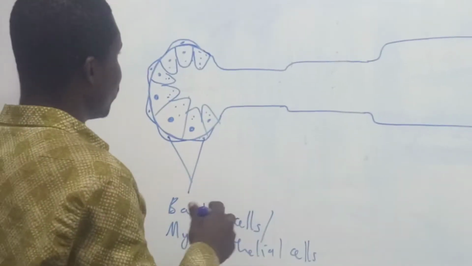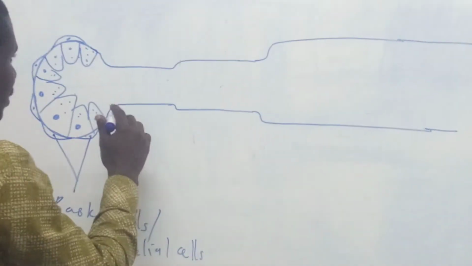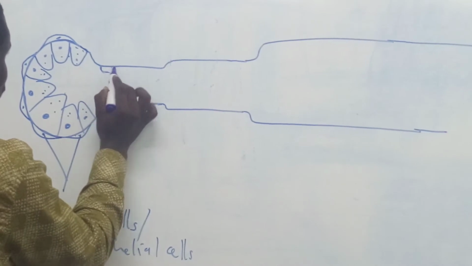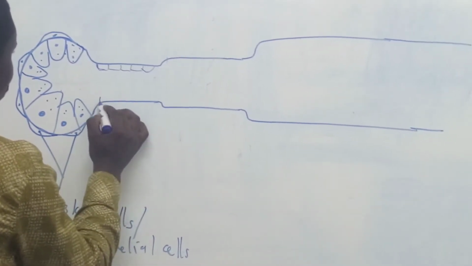When they come out, they meet the first system of channels known as ducts. The first duct that we meet has short cuboidal cells, or cuboidal.